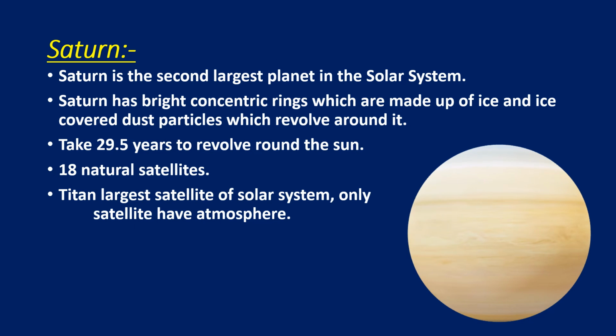Saturn is the second largest planet in the solar system. Saturn has bright concentric rings which are made up of ice and ice-covered dust particles which revolve around it. It takes 29.5 years to revolve around the Sun. It has 18 natural satellites. Titan is the largest satellite of the solar system and the only satellite with an atmosphere.